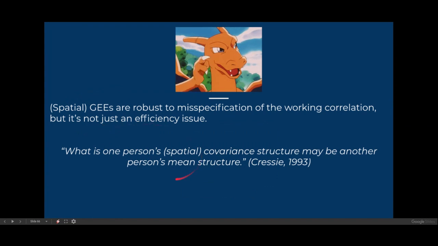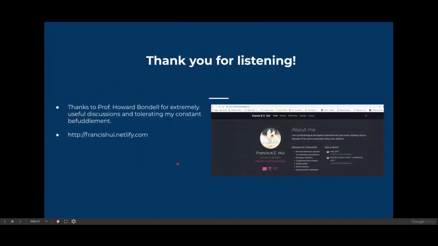I'll end with a very nice quote from Noel Cressie, which is basically, what is one person's spatial covariance may be another person's mean structure. That perfectly encapsulates the issue of spatial confounding, particularly in the context of GEs. So that's what I wanted to talk about.